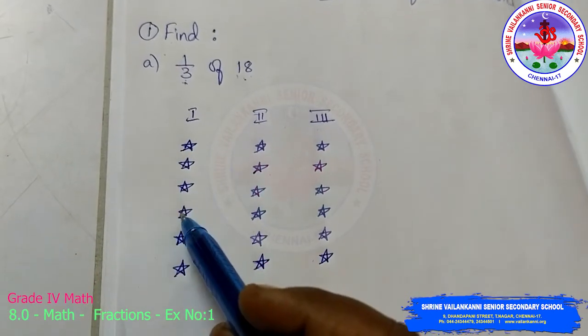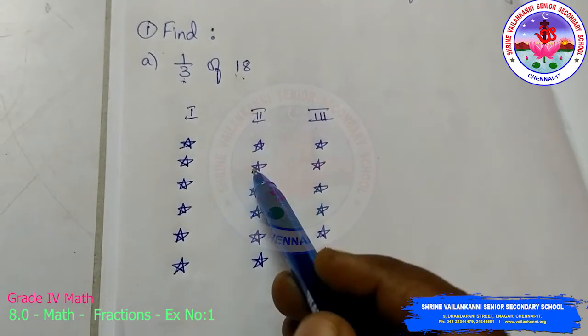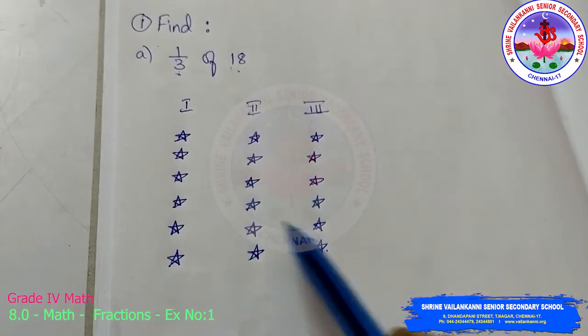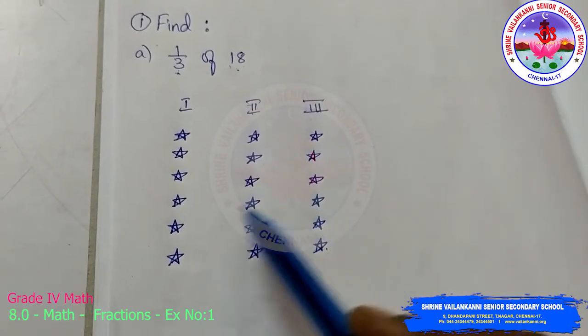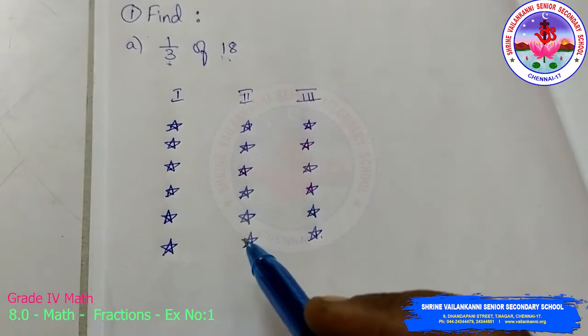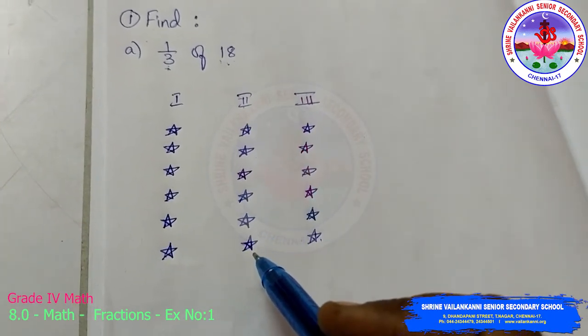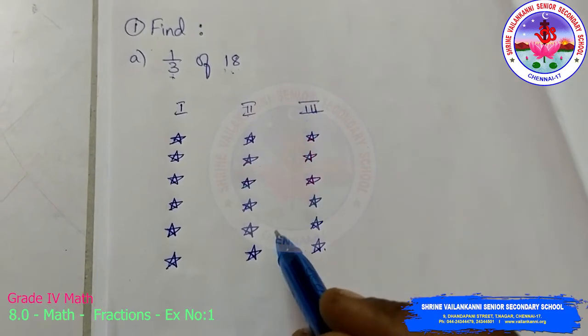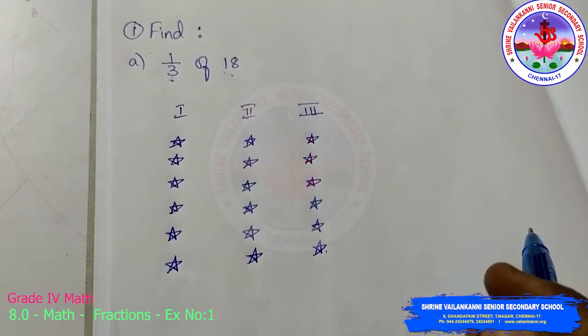In each part if you count, the stars will be an equal number: 1, 2, 3, 4, 5, 6. So in each part there are 6 stars, which are equal. Now these 18 stars are equally divided into 3 parts.